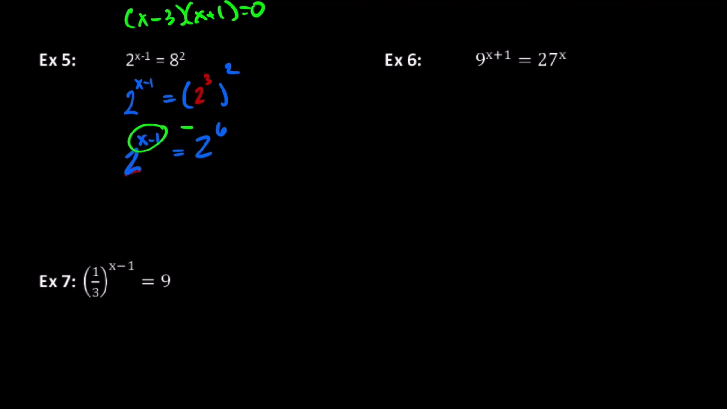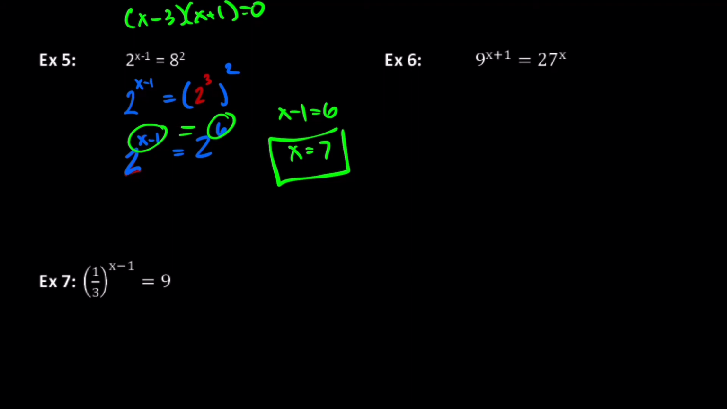Now set those equal. x minus 1 equals 6. x equals 7. Again, easy to check. 7 in here, that's 6. 2 to the 6, if you count it out on your fingers, 64, which is 8 squared. So that one works.